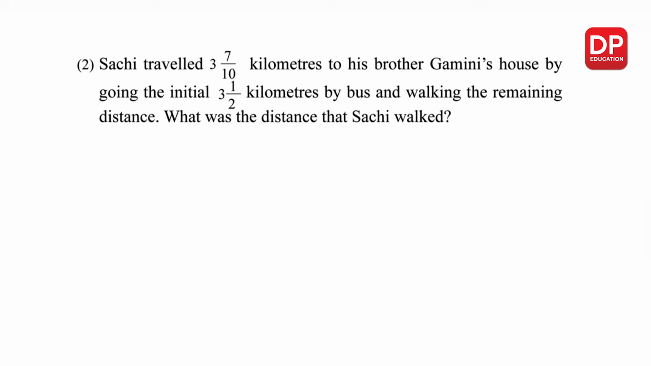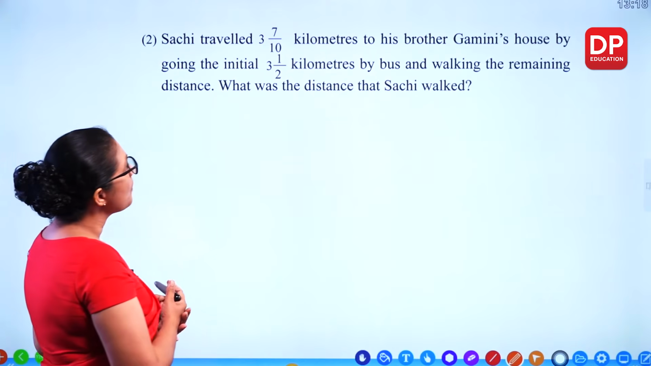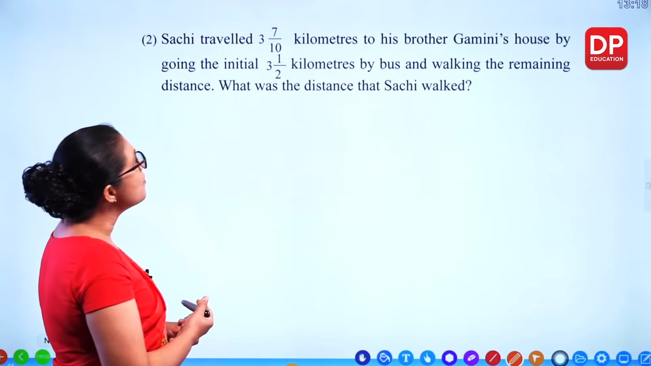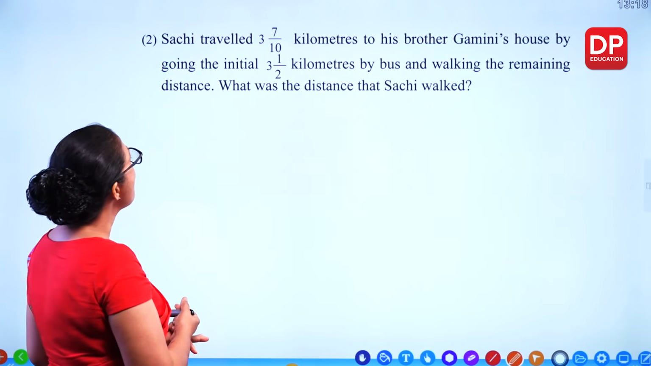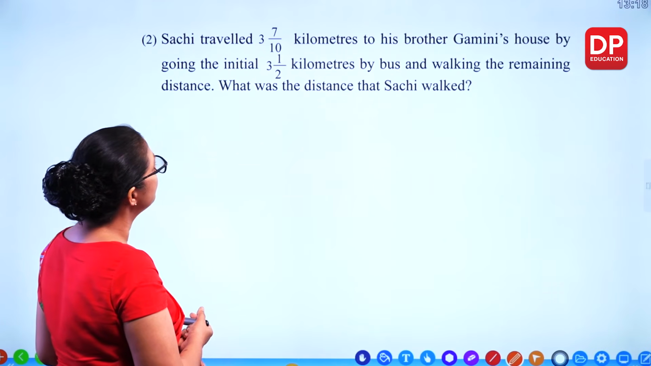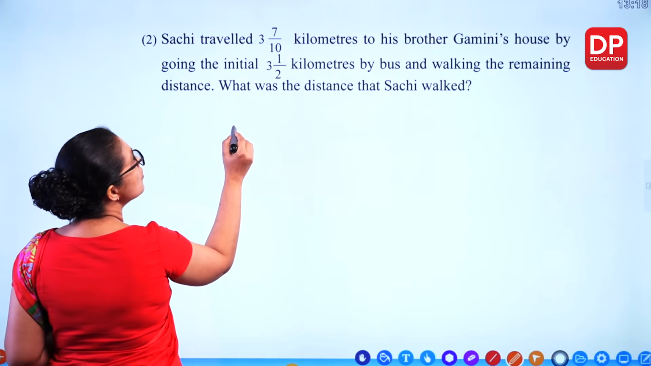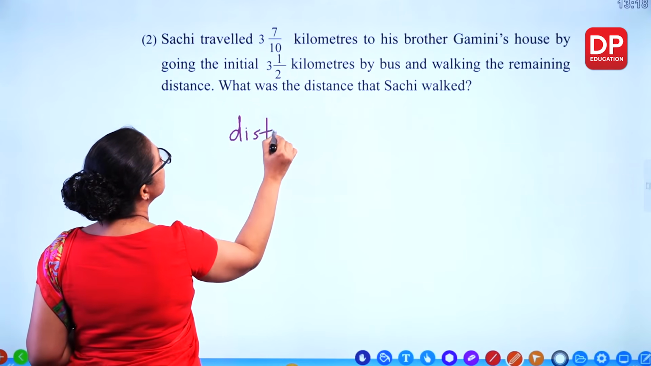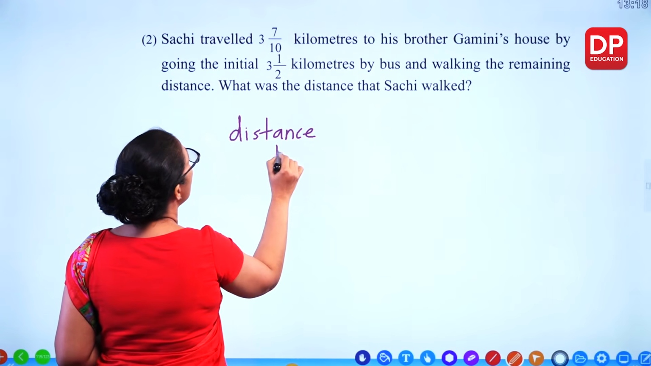Question number 2. Sachi travelled 3 and 7 over 10 kilometers to his brother Gamini's house by going the initial 3.5 kilometers by bus and walking the remaining distance. What was the distance that Sachi walked? That means the subtraction, the total distance minus the distance travelled by bus. So, distance by foot.